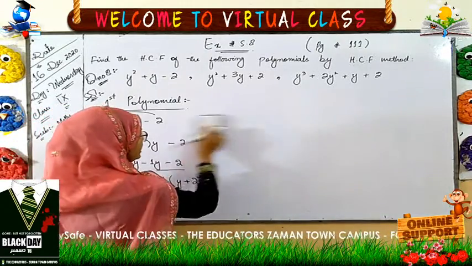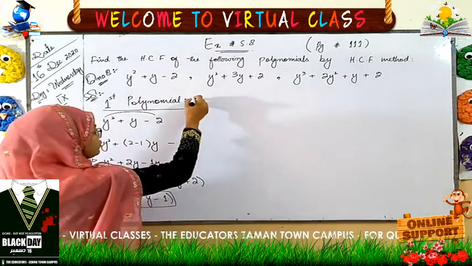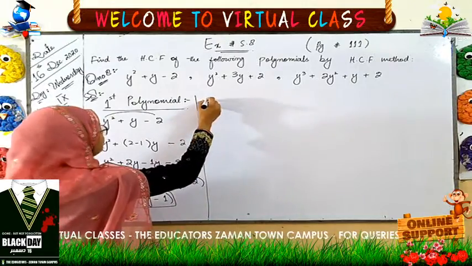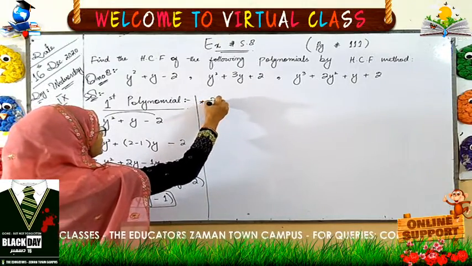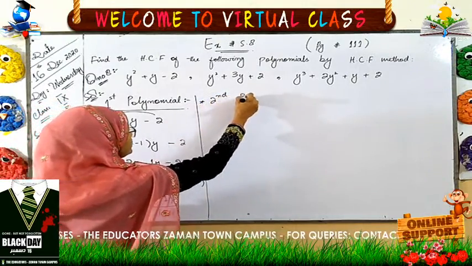Okay. Now in the same way, we will find the factors of the second polynomial. We will write the heading second polynomial.